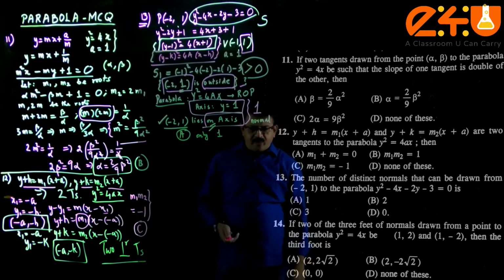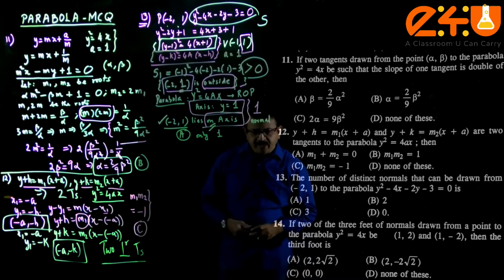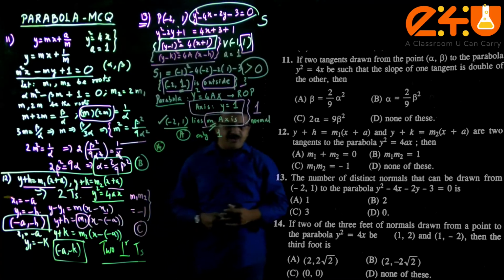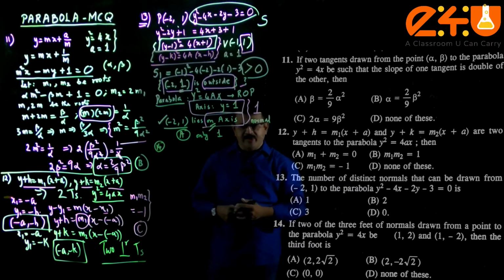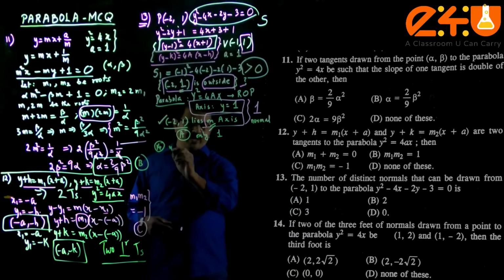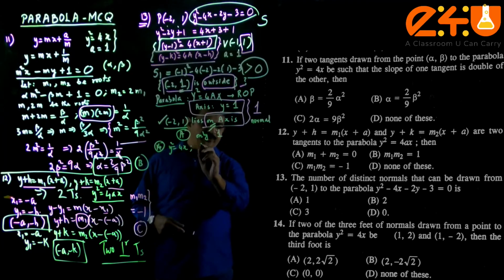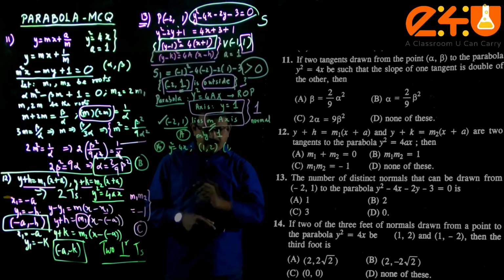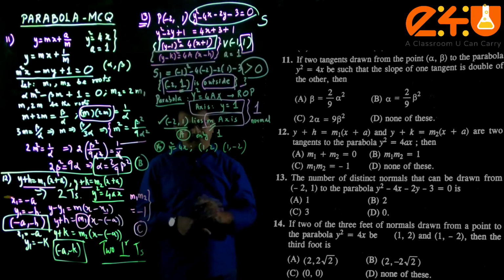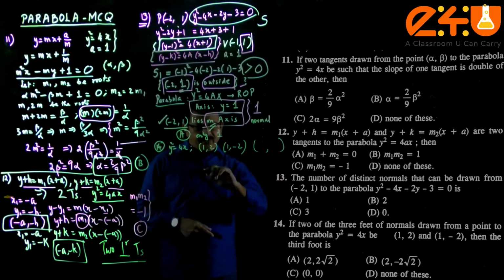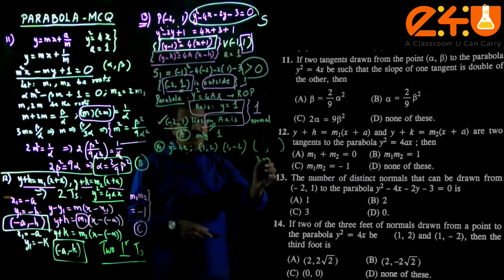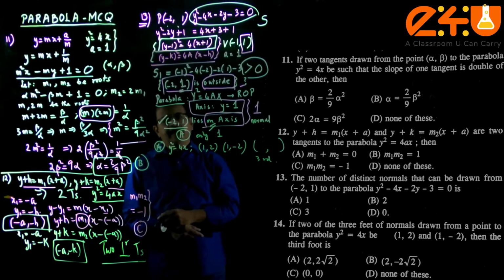Fine, let's move on to question number 14. If two of the 3 feet of normals drawn from a point to the parabola y squared equal 4x, one of the feet is 1 comma 2, the other, the second of the 3 feet, is given. The next foot we don't know, the last foot of the normal we don't know. The third foot he is asking, third foot.